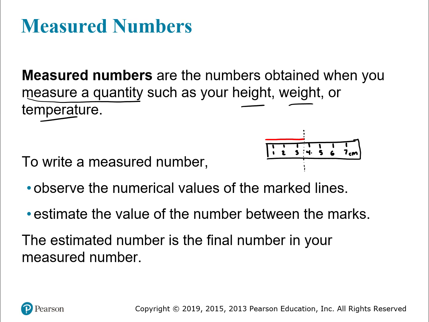So we're observing the numerical values on the marked lines. There's a 3 here, there's a 4 here. Our line is somewhere in between. Now we need to estimate the value of the number between the marks. It looks like it's a little bit more than halfway, so maybe it's 3.6 centimeters.